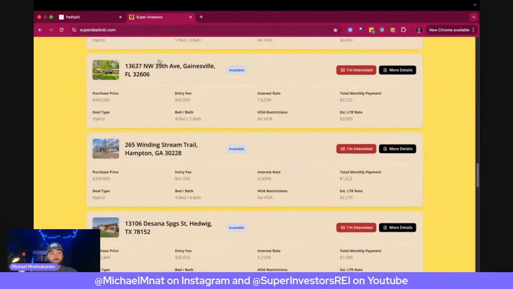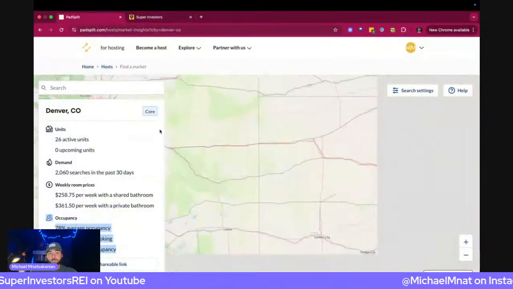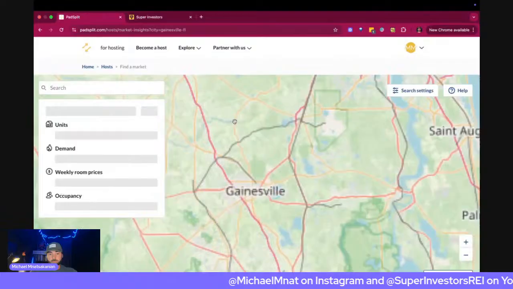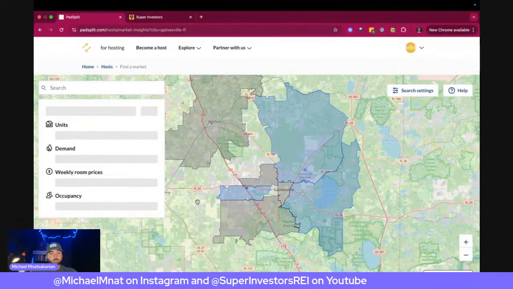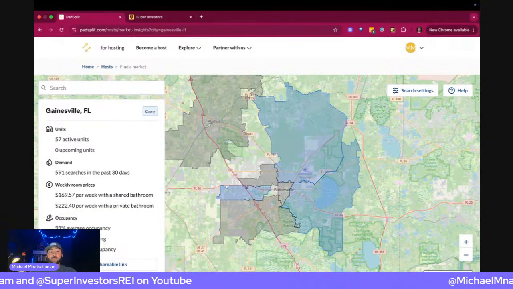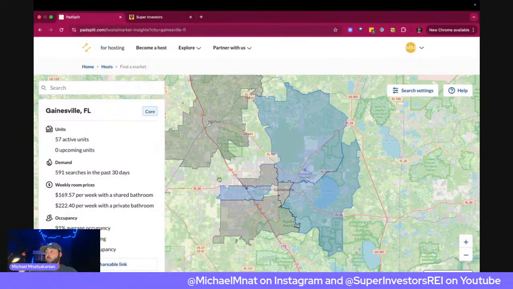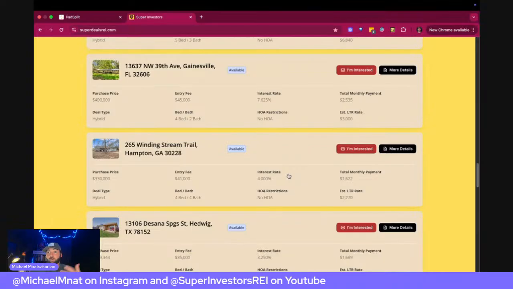All right, let's do Gainesville. Good Florida college area. Is Gainesville even on PadSplit? Oh yeah, there we go. Might be newer. Gainesville is a solid market in general, but not enough data for me. I mean, 91% occupancy, books really fast. This is because of the college town effect, right? They're really open to co-living. Living with multiple people in one house is so common.